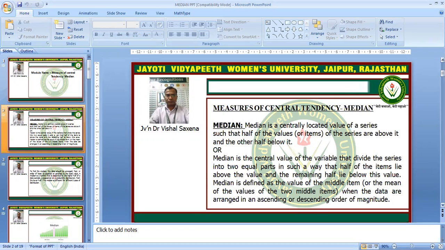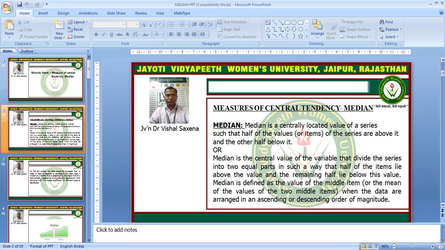Median is a centrally located value of a series such that half of the values or the items of the series are above it and the other half below it. So median is a part of the central tendency, and as we all know, it must be a central value. It is a centrally located value of a series such that half of the items of the series are above it, and the other half of the values will be below it.